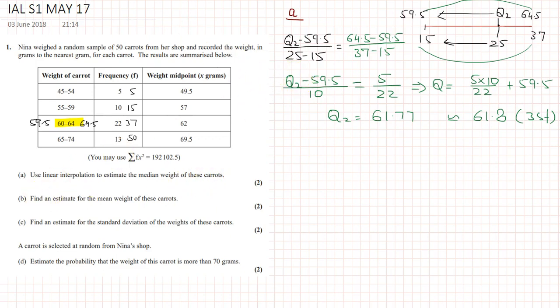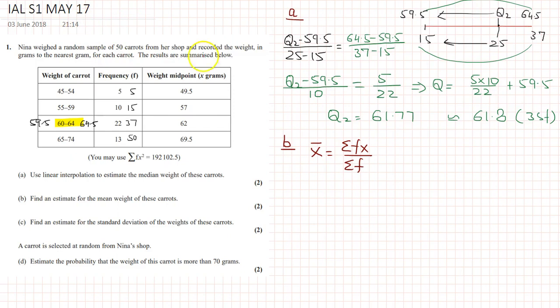Part B. Find the estimate for mean weight of this carrot. So mean weight is sigma fx over sigma f.